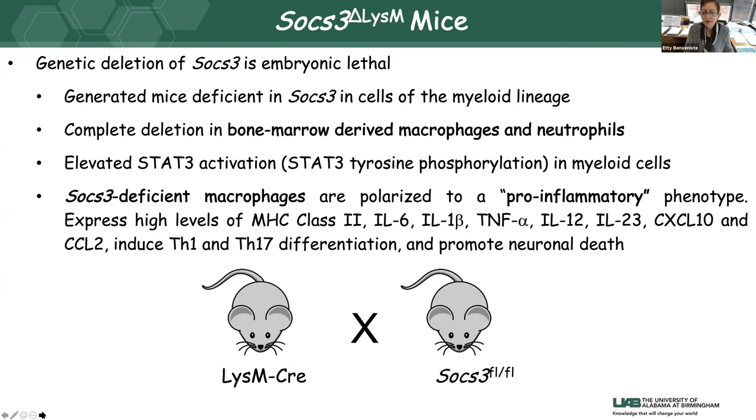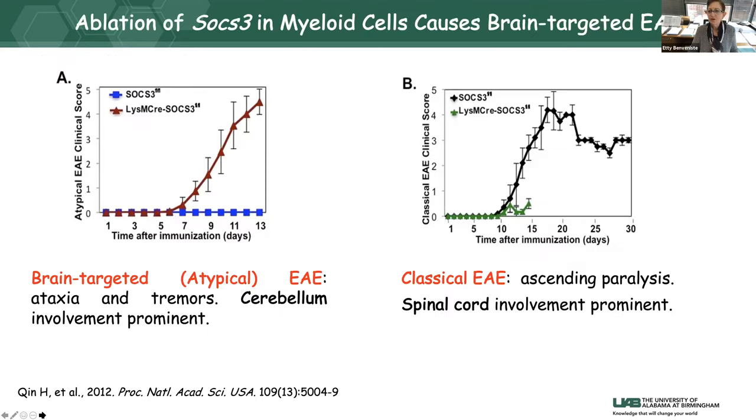They express high levels of a variety of pro-inflammatory cytokines and chemokines. They can induce the differentiation and polarization of CD4 TH1 and TH17 cells, and can also promote neuronal death. So having these mice in hand and having characterized these cells, we then subjected them to active EAE.